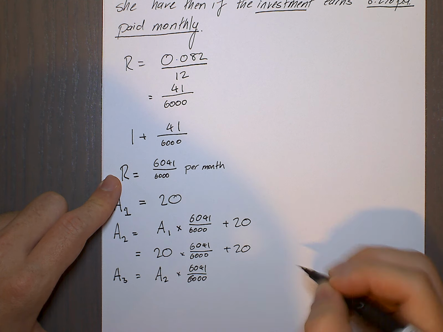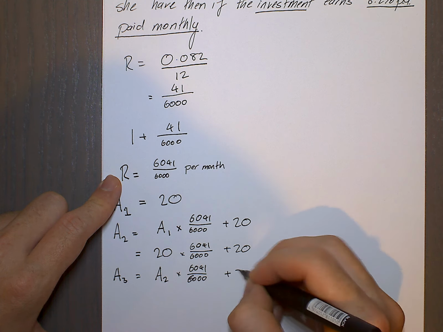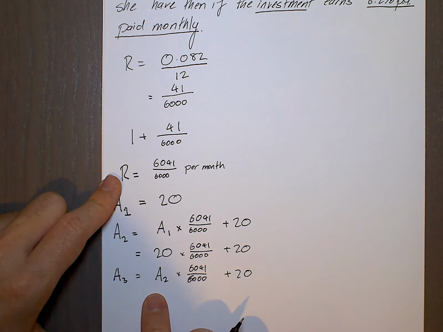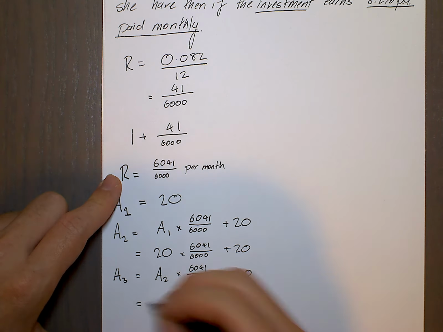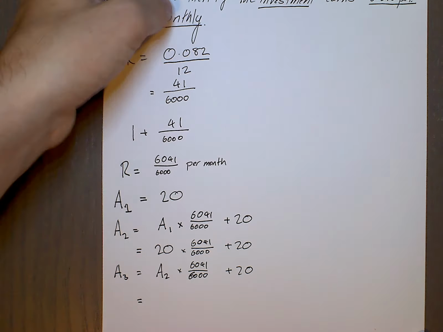Sorry, my 6s aren't very clear. Plus 20. Okay, so what was in the bank in the first and second month, whatever is accruing, is going to be applied to our rate plus our 20. Now, what's in our second month was this. Now, I'm just going to expand this, so I'm getting a bit low on my sheet.